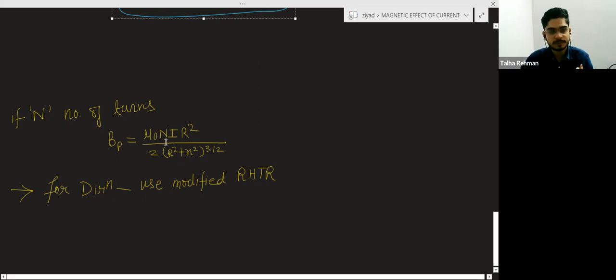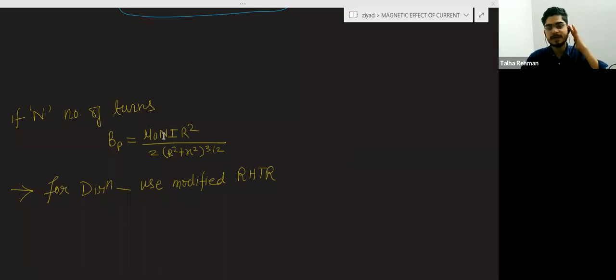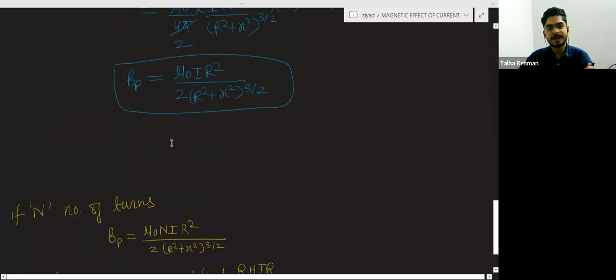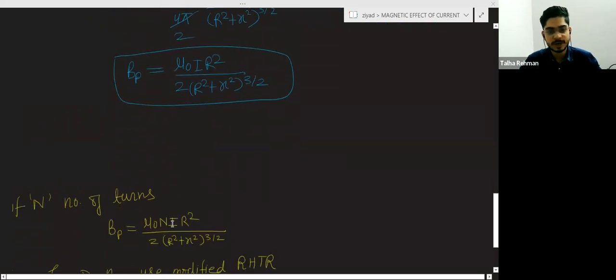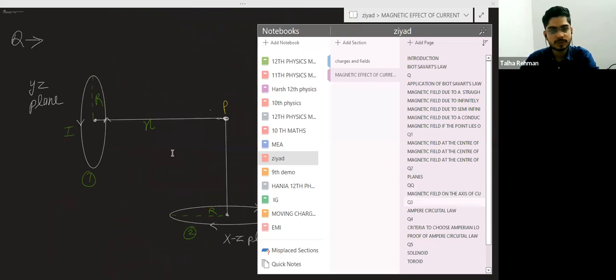So remember this formula: when there are n number of turns in the coil, then you will simply multiply capital N with the magnetic field. Okay, so you will get finally this formula. So I am taking one question on this. So this is the question.